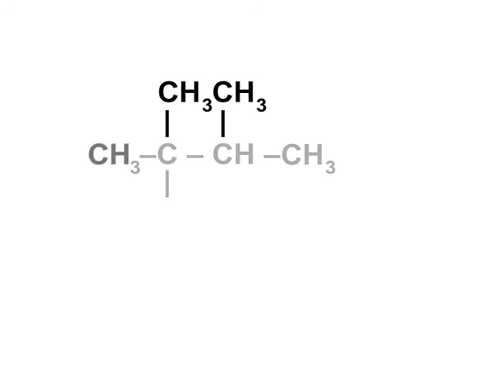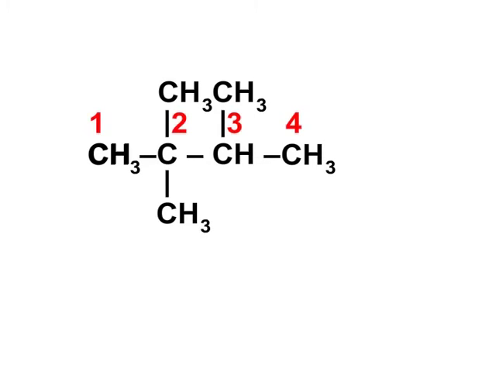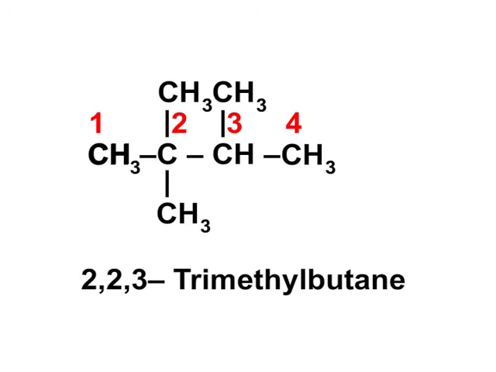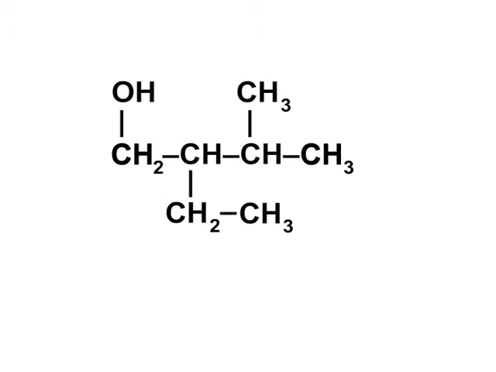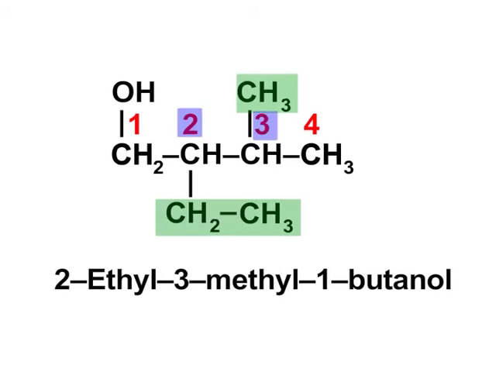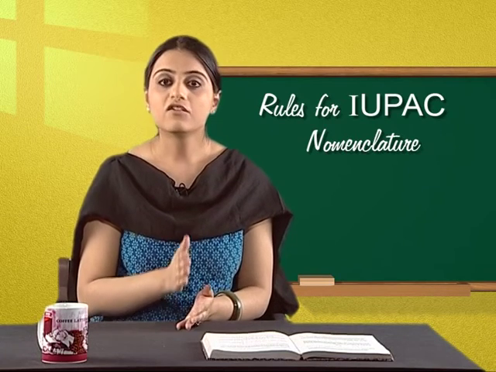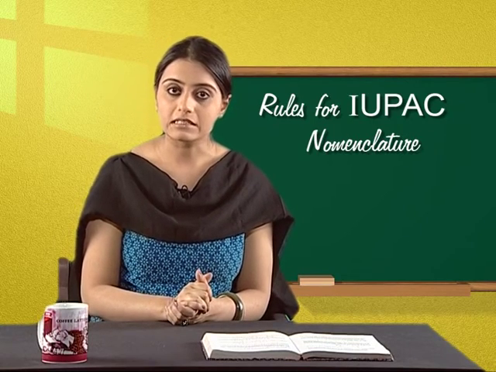When a similar alkyl group is present at different positions, it is named 2,2,3-trimethylbutane. Here numbering is done according to the lowest sum rule. When different alkyl groups are present, it is named 2-ethyl, 3-methyl, 1-butanol. Here numbering is done following the order of preference.